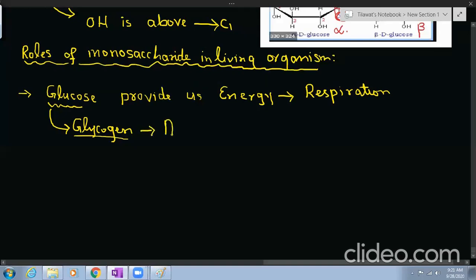So in animals, or in humans, it is in glycogen form. While this glucose can also be stored in the form of starch in plants. Okay.